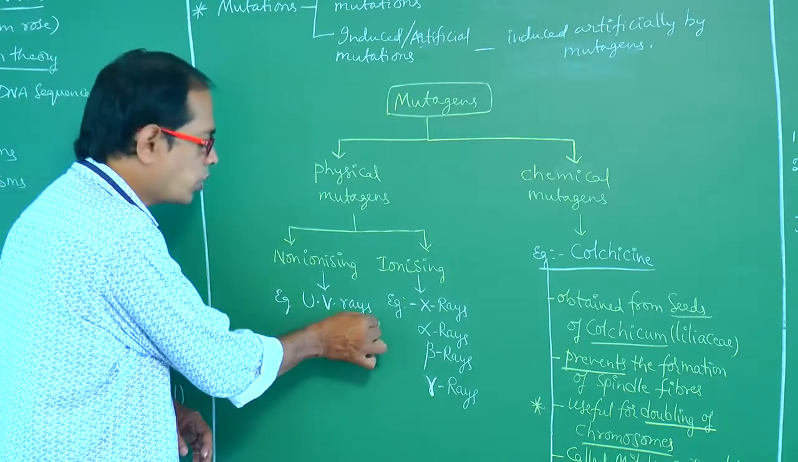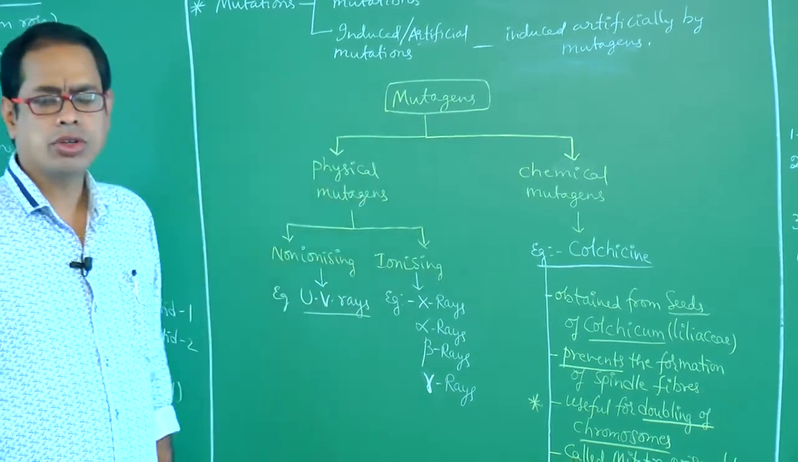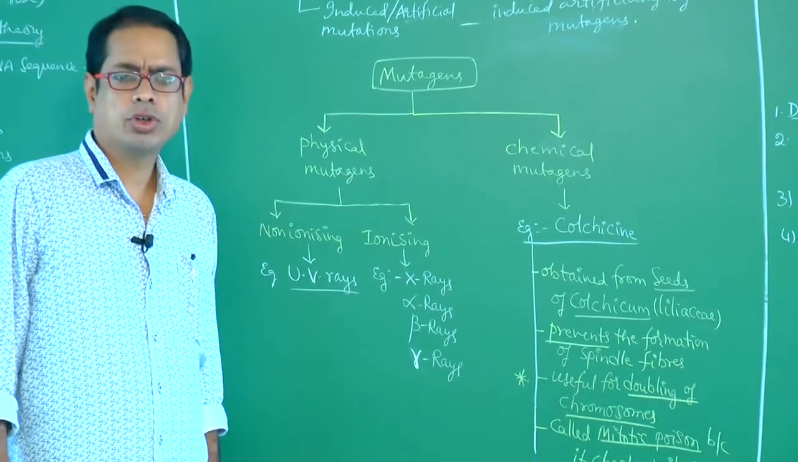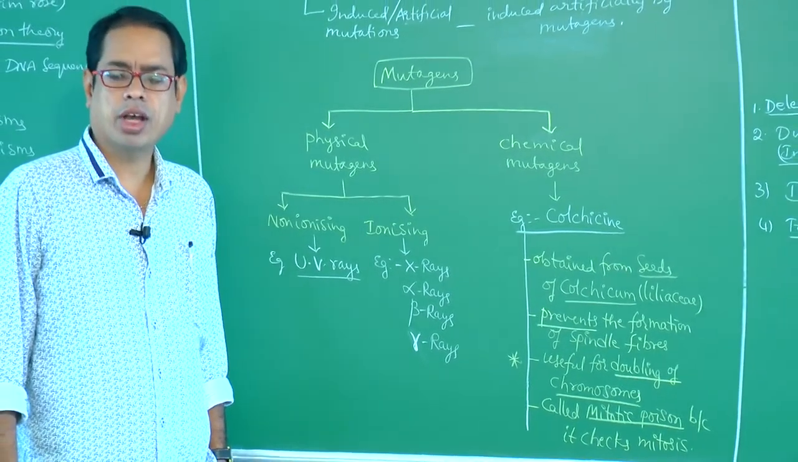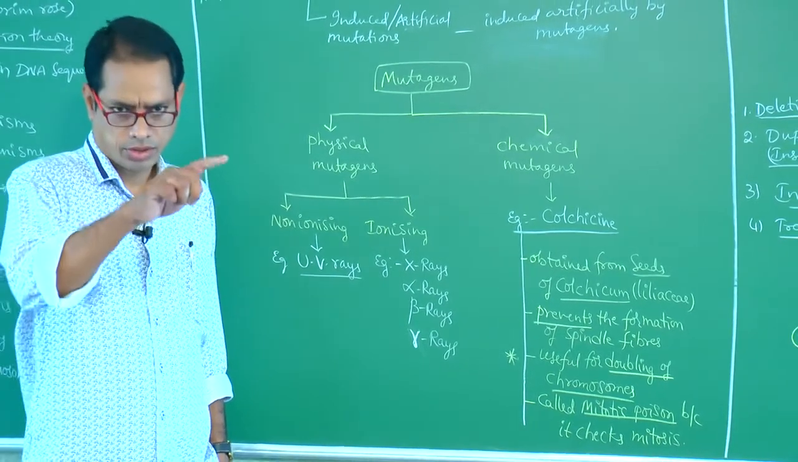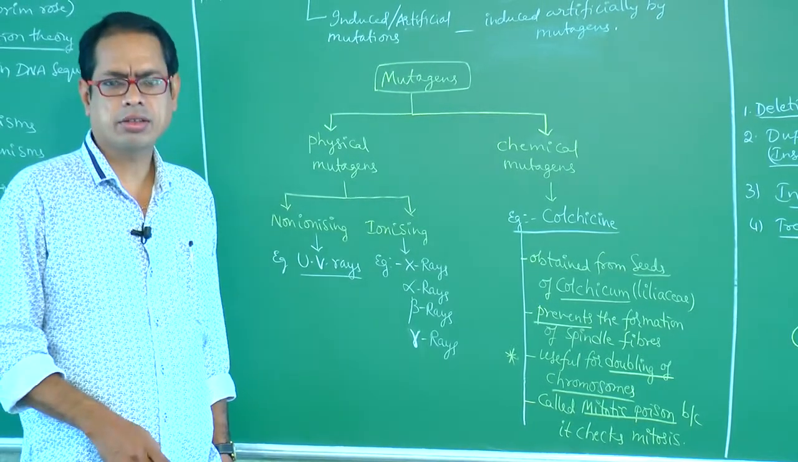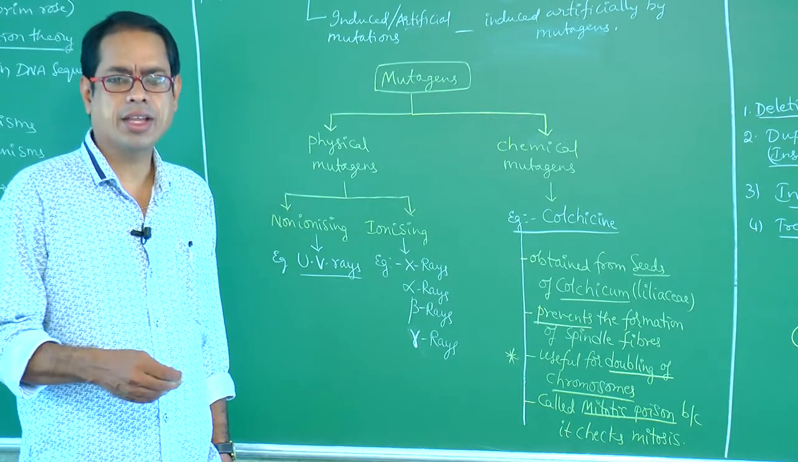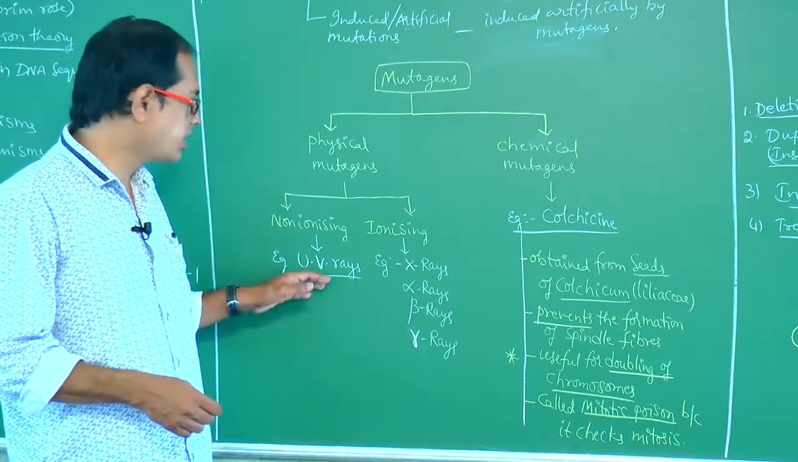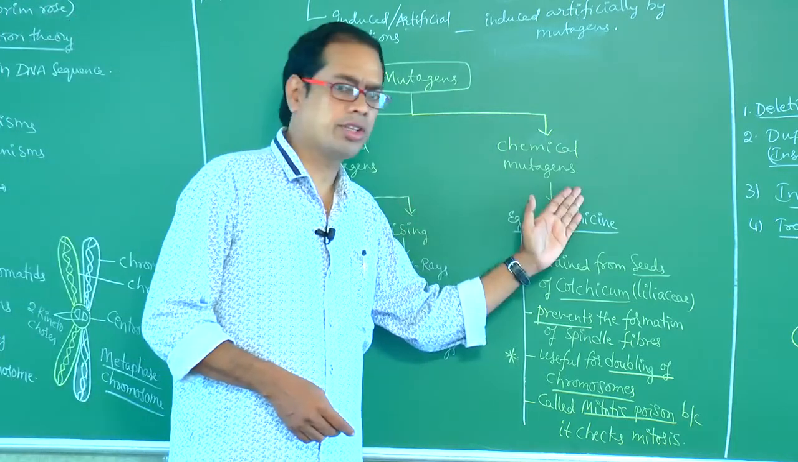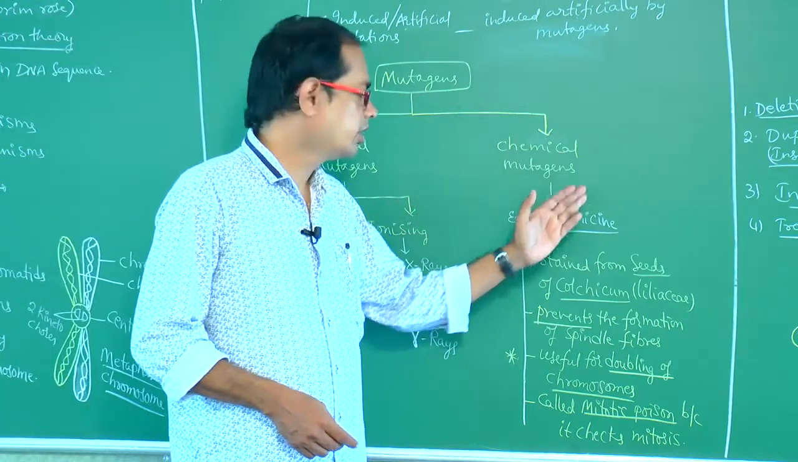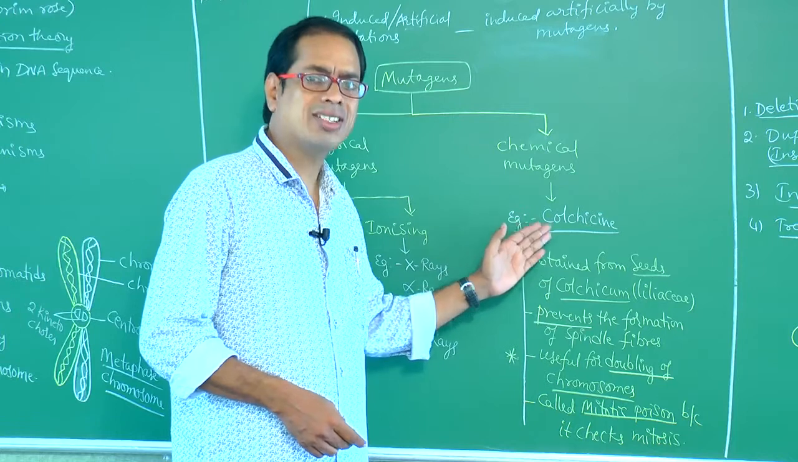In our textbook only this example is present. So ultraviolet rays will cause mutations. True. What is the reason? UV rays act as a mutagen. And chemical mutagens, that is, an example is colchicine.